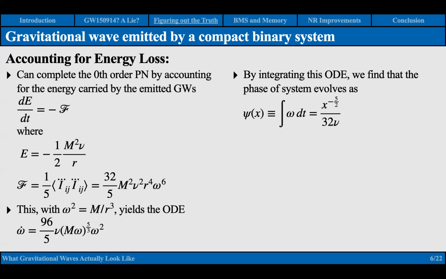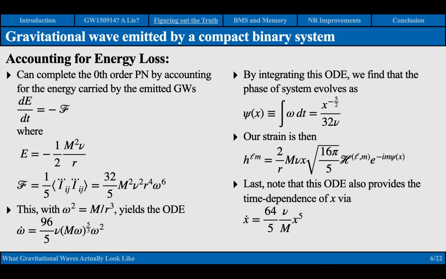Actually, I guess first, just plug this in. Now we have the same equation as before, but you replace the omega t with this psi of x. The other thing that's important, which we'll need for later, is that while this is an ODE for omega, since omega is directly related to this parameter x, we can also get an ODE for x, which is the following. This is the most important stuff. We have the phase of our binary system, which now is changing as a function of time, and we have the time dependence of this x parameter.